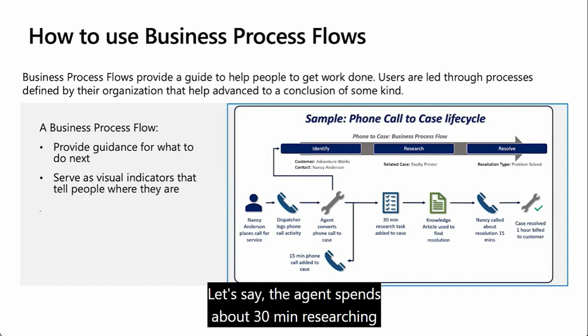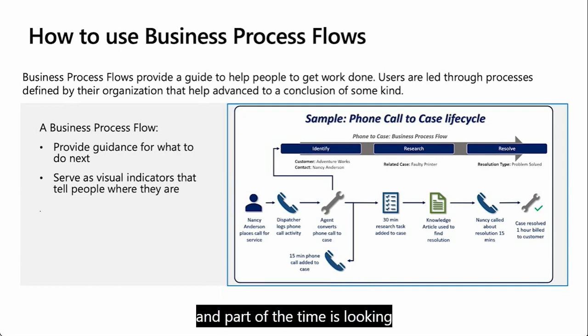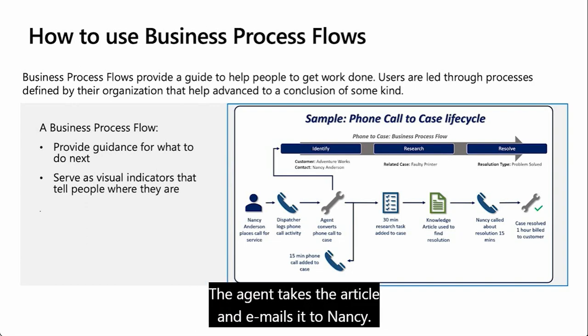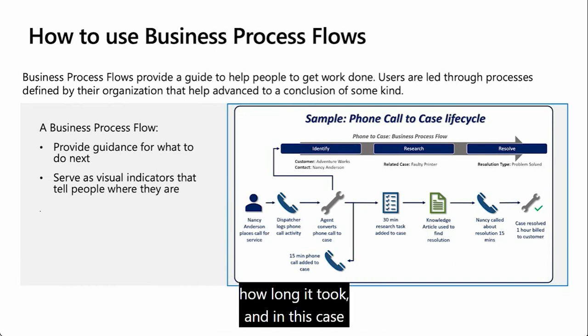Let's say the agent spends about 30 minutes researching, and part of the time is looking up the issue in the knowledge articles. The agent takes the article and emails it to Nancy. The agent creates a task that describes what was done, how long it took, in this case it was 30 minutes, and what was the resolution.